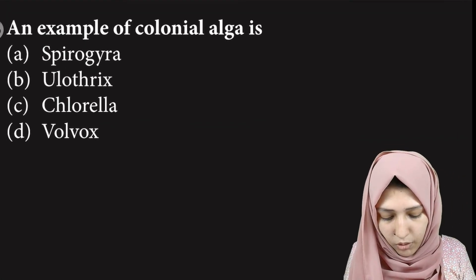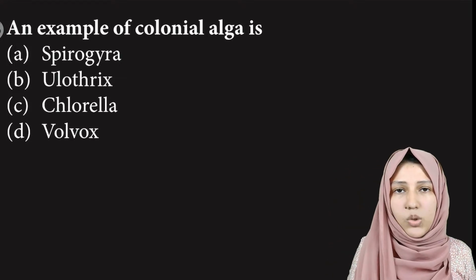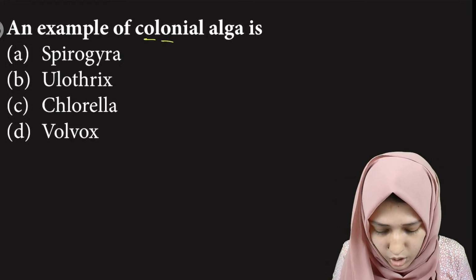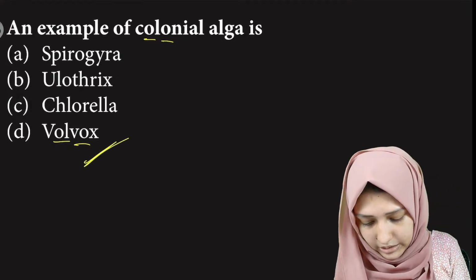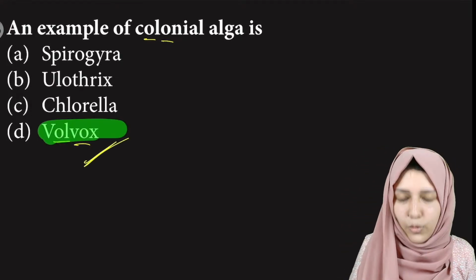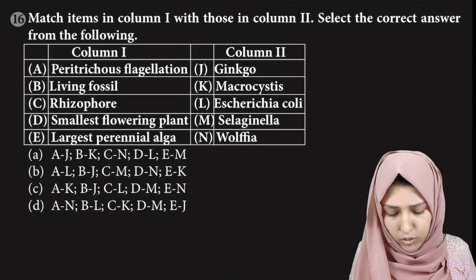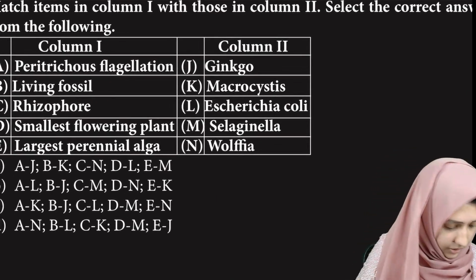An example of colonial algae. I have given you the trick: colonial, double O, so Volvox, double O. Clear? So D is the answer, this is what I said. If you study like this, you won't forget it ever. Okay, colonial Volvox.